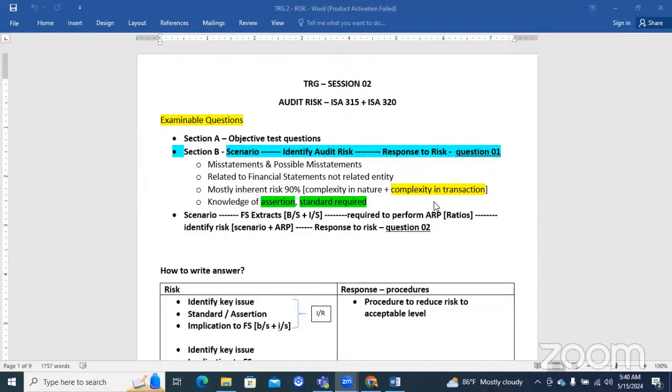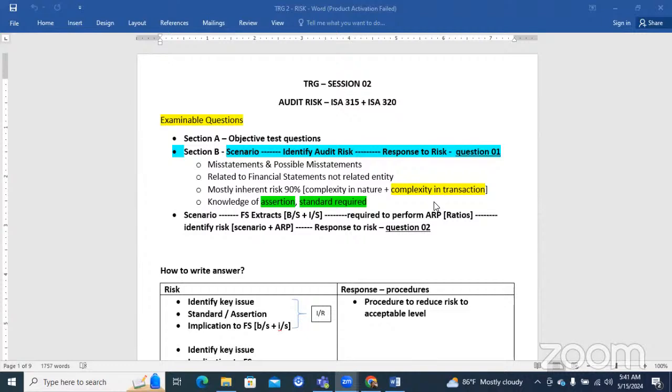Because of that, only inherent risk is possible. What is inherent risk? The risk that arises in the first instance, before you test related controls. So when we are handling complexity in the transaction, as I told, inherent risk is 90% examinable. Out of that inherent risk, most of the case study examples are what? Complexity in transactions.